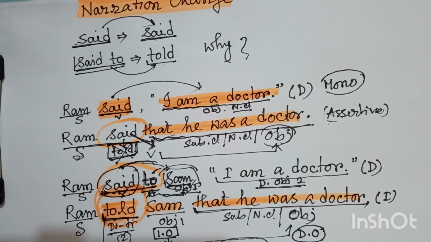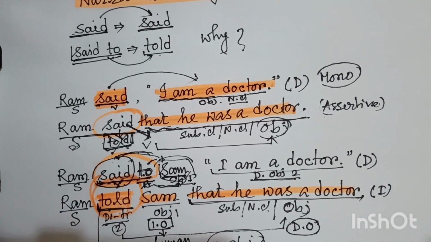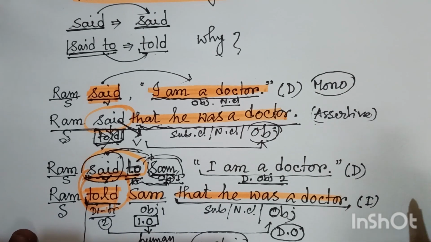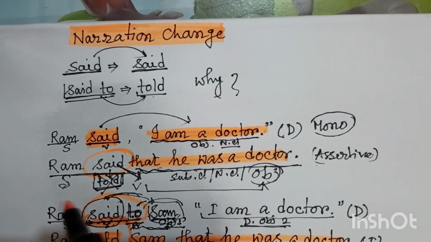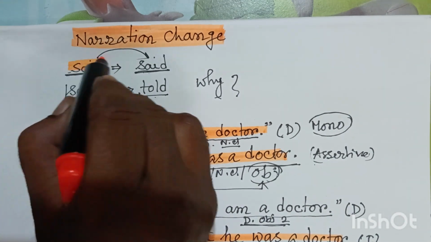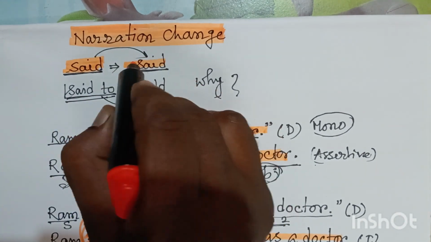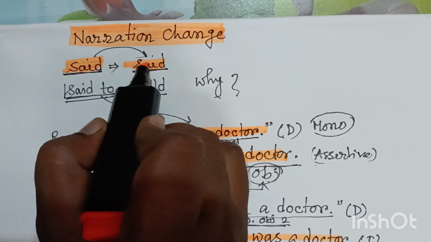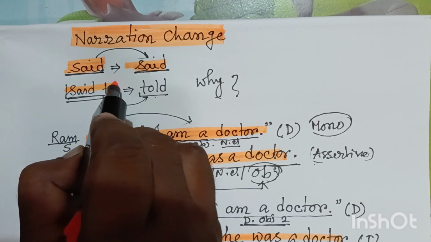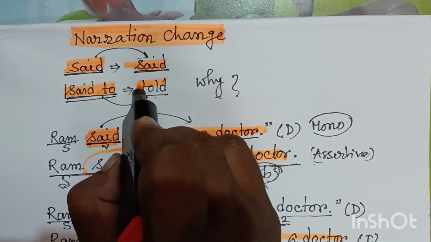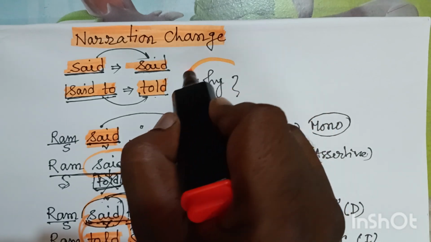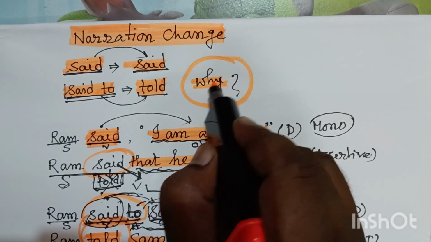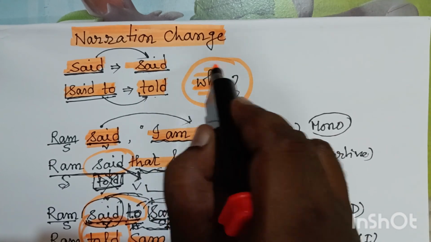Friends, I think the concept of said and said to is clear to you. That means I want to mean that you can understand this reason. Said remains unchanged, said becomes said in indirect speech, and said to becomes told. My dear friends, I think you have got this answer. The question was why, and I'm sure you can understand the reason behind it.